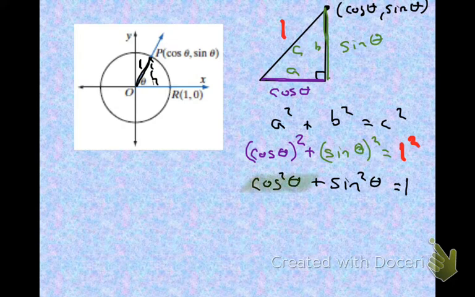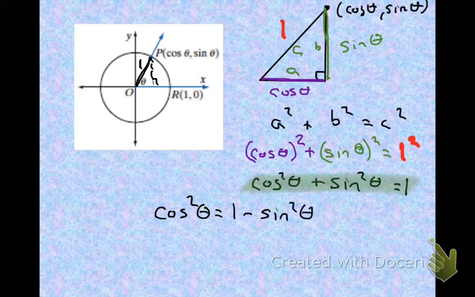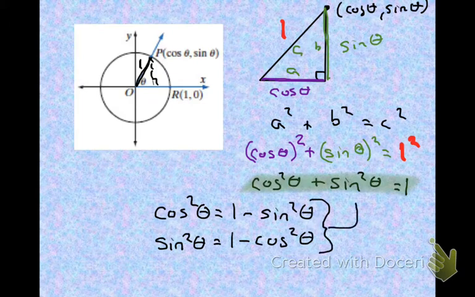That is the single most important identity that you are going to learn in terms of trig. If you can remember cosine squared theta plus sine squared theta equals 1, you can figure out all the rest of what we're doing here. For example, sometimes you will need it in terms of cosine. If you subtract sine squared from both sides, you'll end up with cosine squared theta equals 1 minus sine squared theta. Or if you subtract cosine squared from both sides, you'll have sine squared theta equals 1 minus cosine squared theta. So these both come from that one.